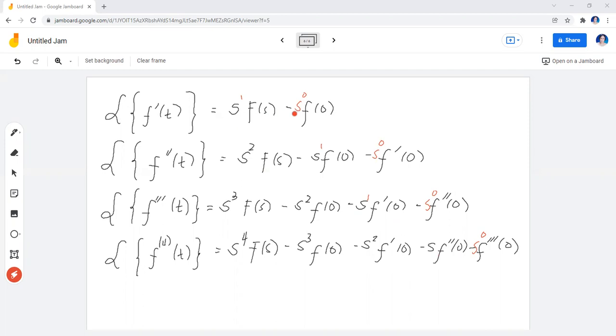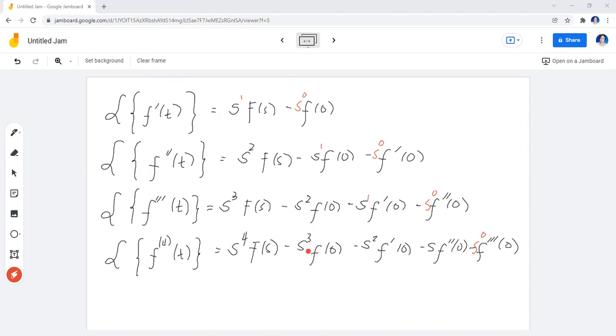All the terms have decreasing exponents in s, so s to the 1, then s raised to 0, which is understood to be 1; s squared, s, s raised to 0; s cubed, s squared, s, s raised to 0; s to the fourth, s cubed, s squared, s, and s raised to 0. So decreasing exponents of s. The first term will start with an exponent equal to the order of the derivative, and it will be multiplied by the function of s, since we are given here the function of t.